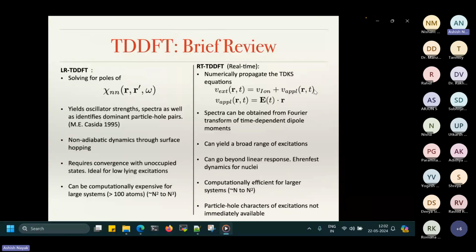The good news is that the technique is computationally efficient, particularly if you go to larger sizes, where the scaling becomes n to n squared compared to n squared to n cubed in the linear response. Immediately, it might seem that particle-hole characters of excitations are not available. But then I'll show you that you can actually have access to this if you play some tricks with the density that you get out of the simulation.